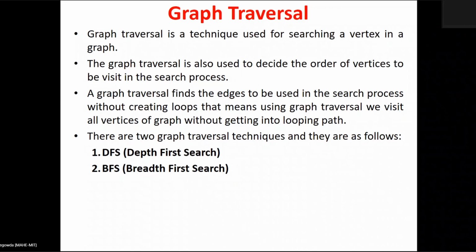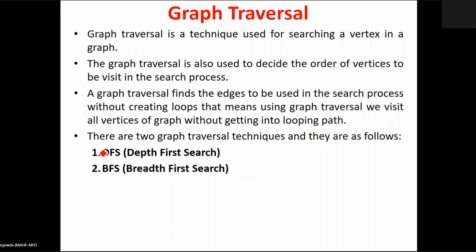Graph traversal is also used to decide the order of the vertices to be visited in the search process. Meaning which node is visited, which node needs to be visited first and which node needs to be visited next. That can be decided by graph traversals. A graph traversal finds the edges to be used in the search process without creating a loop. That means using a graph traversal, we visit all the vertices of the graph without getting into a looping path. We don't need to cycle by visiting the same node again and again. We visit all the nodes without making any loops.